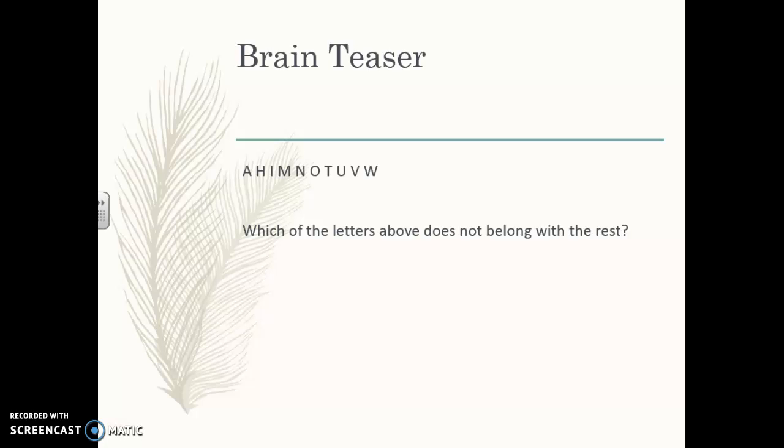A H I M N O T U V W. Which of the letters above does not belong with the rest? Which one is different than all the others? Take a minute and write your answer down. Did you get N?